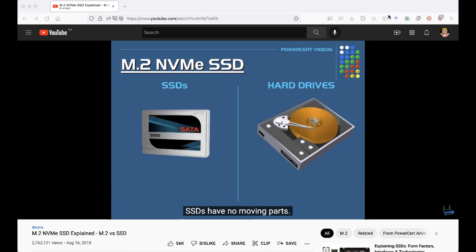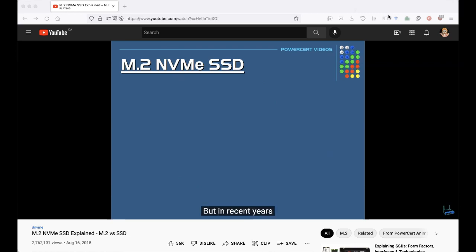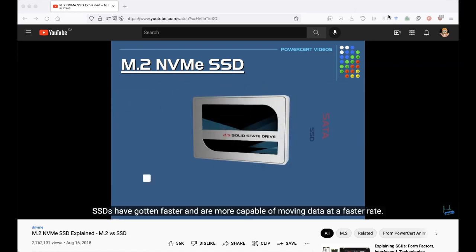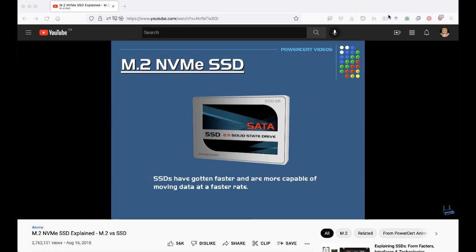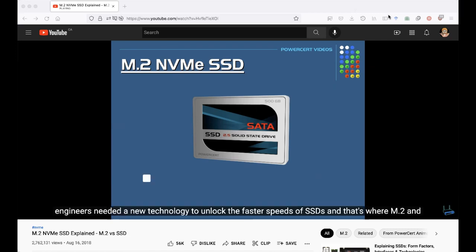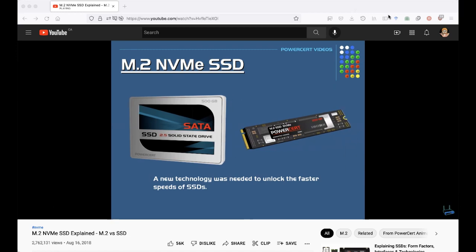And this is because SSDs have no moving parts, because they use flash memory for data storage, as compared to mechanical hard drives that use rotating magnetic disks to store data. But in recent years, SSDs have gotten faster and are more capable of moving data at a faster rate. So in order to unlock the full capability of SSDs, engineers needed a new technology to unlock the faster speeds of SSDs. And that's where M.2 and NVM Express come in.